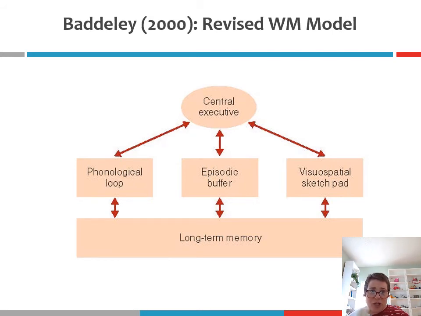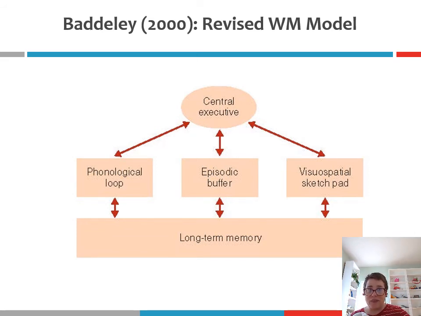However, research has shown that there are some things that the three-component model can't explain. So I'm going to go through some of those examples with you. One of those things is that working memory can hold more information than would be expected based on just the phonological loop or the visual spatial sketchpad. So for example, people can remember really, really long, complex sentences that have as many as 15 to 20 words.